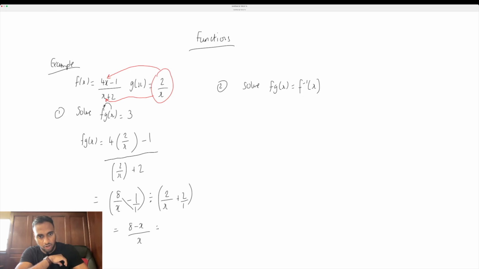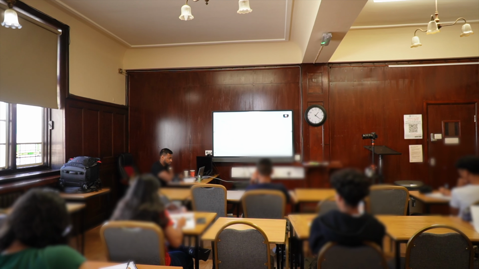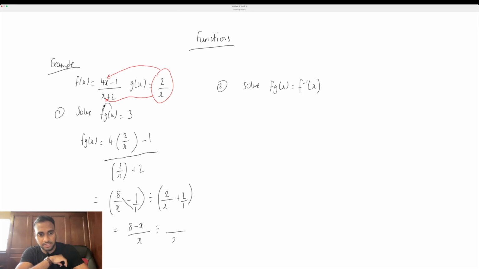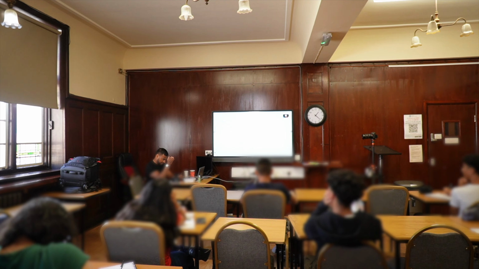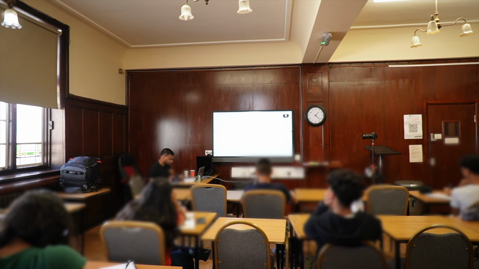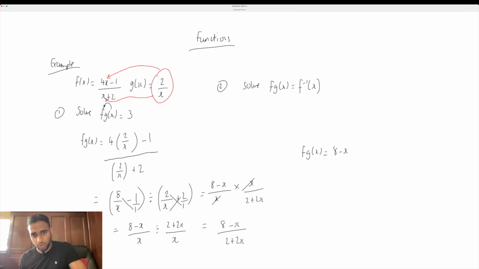So the lowest common multiple between x and 1 is what? x. And then cross multiply 2 times x, 2x, plus 2. Now change the division into times. So you're gonna have 8 minus x over x, times flip, x over 2 plus 2x, right? This is fg of x. So now you can cancel this, cancel that. So you're left with 8 minus x over 2 plus 2x. And the reason why we can cancel, remember when you're timesing, diagonally you can cancel. So this is my fg of x, 8 minus x over 2 plus 2x.